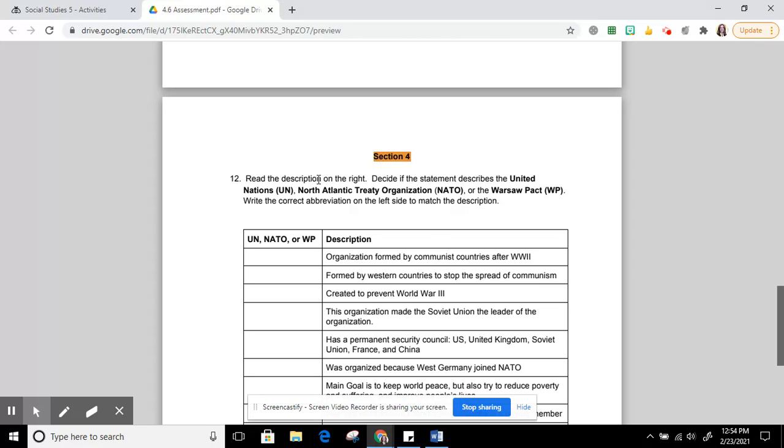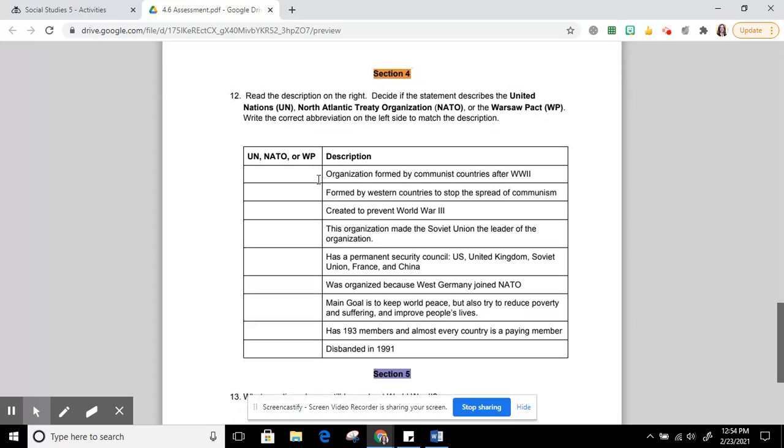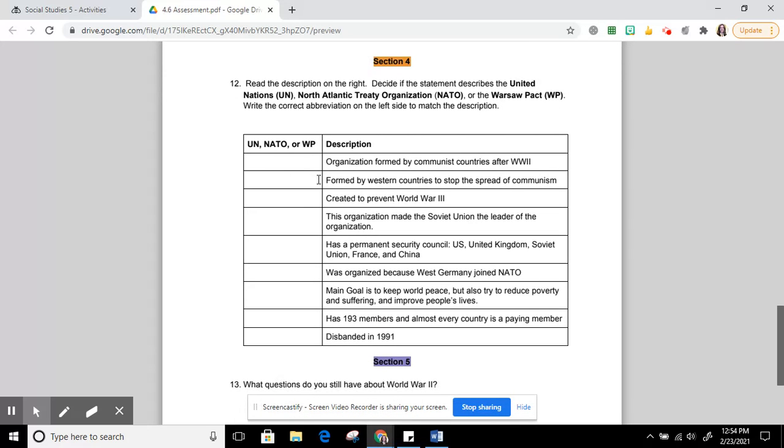Read the description on the right. Decide if the statement describes the United Nations, UN, the North Atlantic Treaty Organization, NATO, or the Warsaw Pact, WP. Write the correct abbreviation on the left side to match the description. So you've got the descriptions here, and you're going to match whether that description is the UN, NATO, or WP, Warsaw Pact. So there's obviously going to be multiple answers for each. You just need to make sure you look at the resources for section 4, the 2 videos and the article, and match what each of those descriptions connect with.